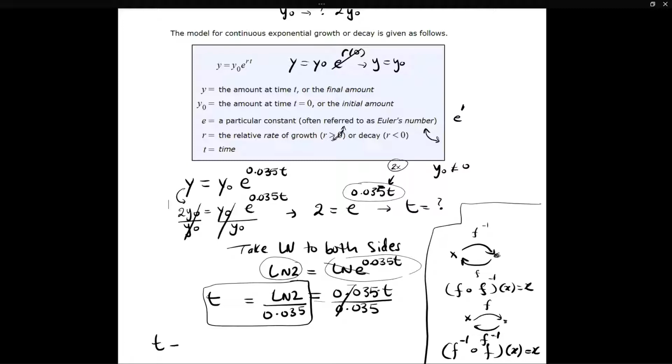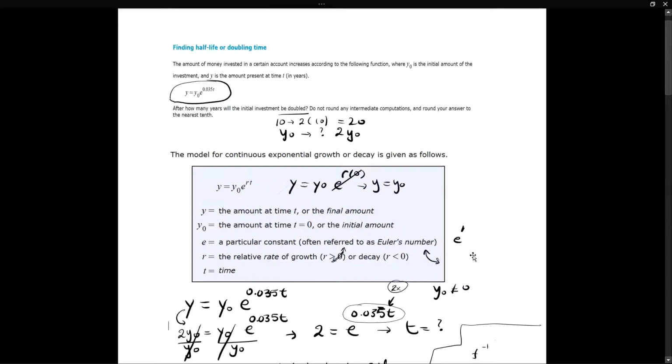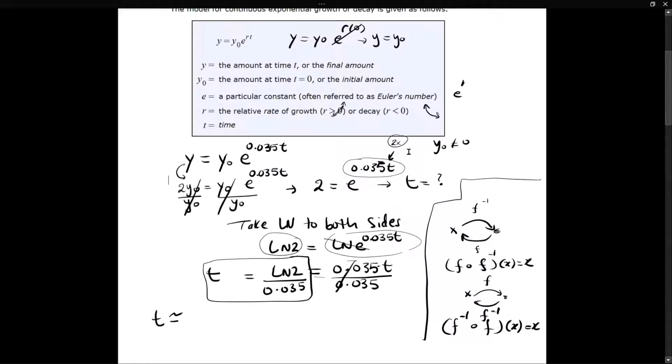I think it says round your answer to the nearest tenth, or one decimal place, right? So let's do this here. 2 natural log, divide by 0.035. We get 19.80. So it's 19.8 years.